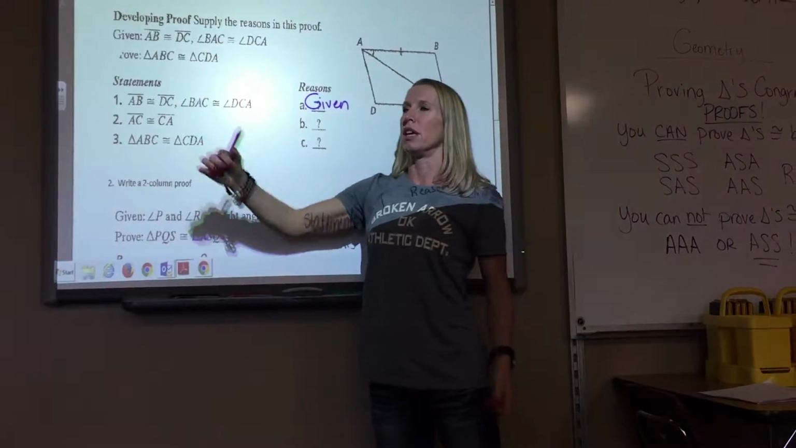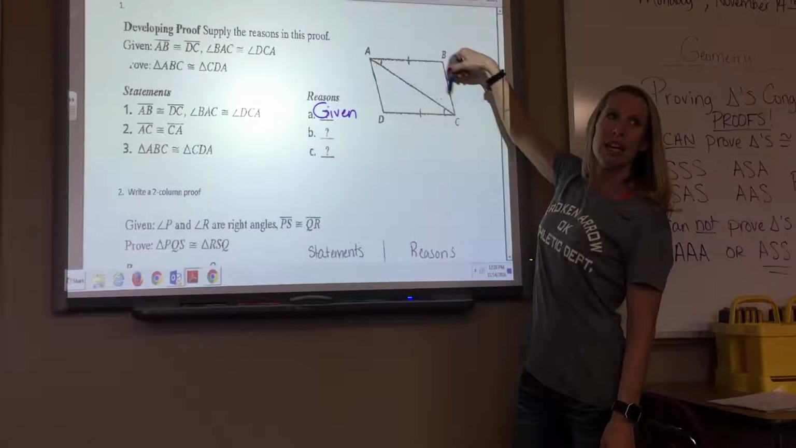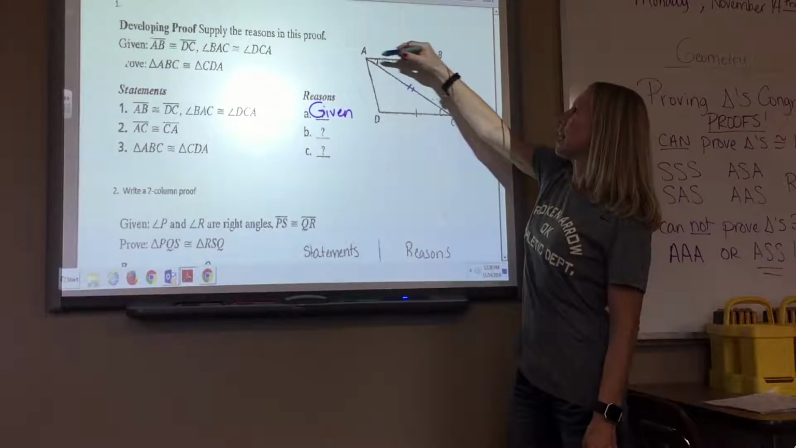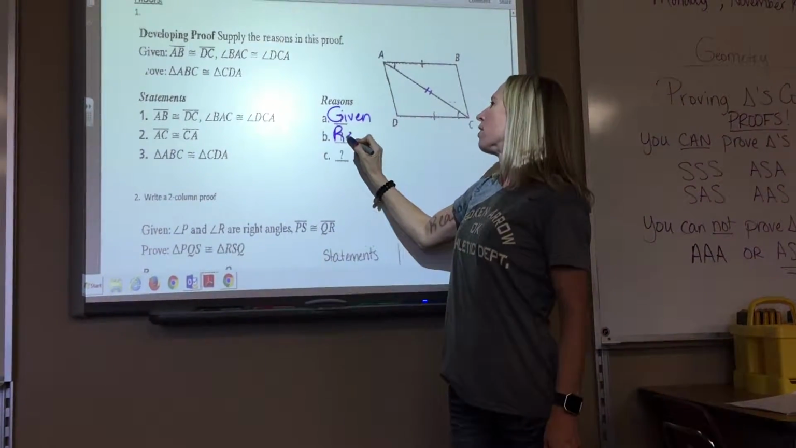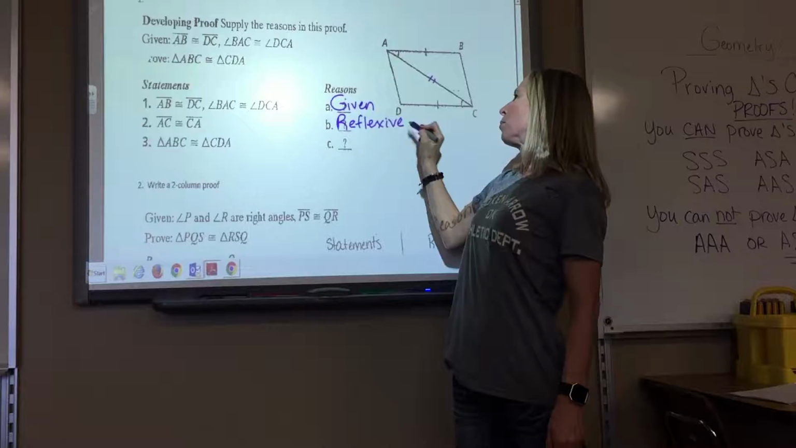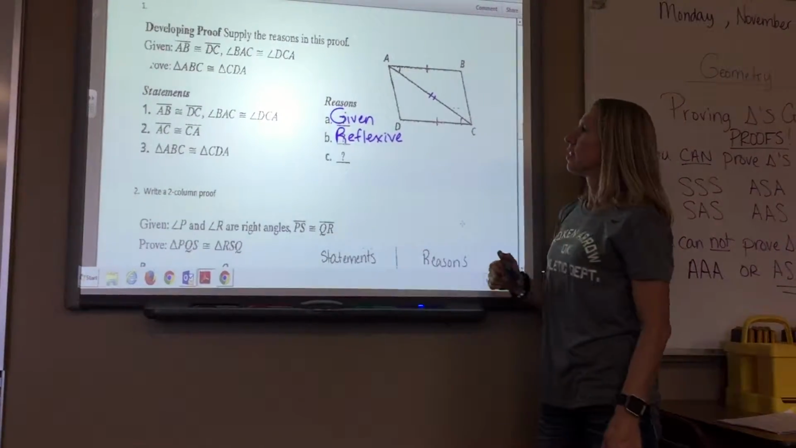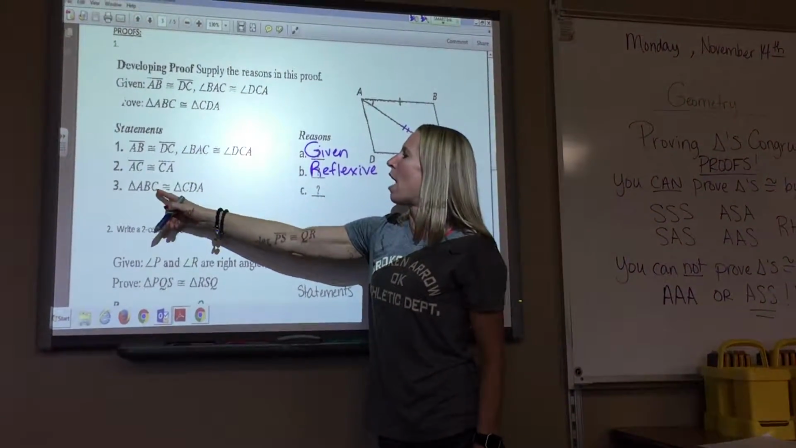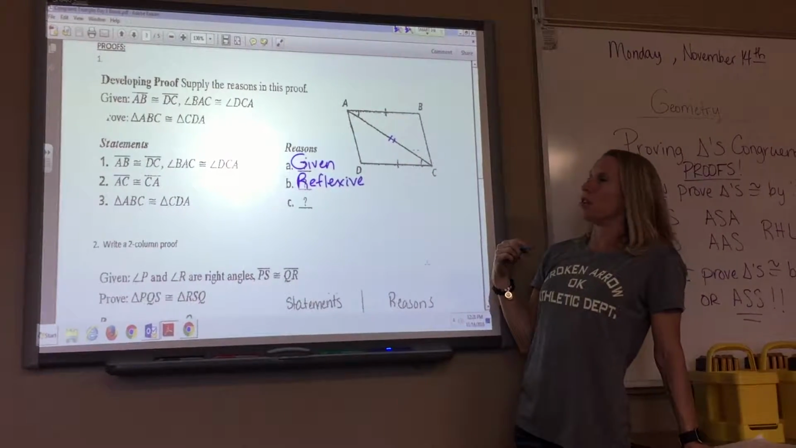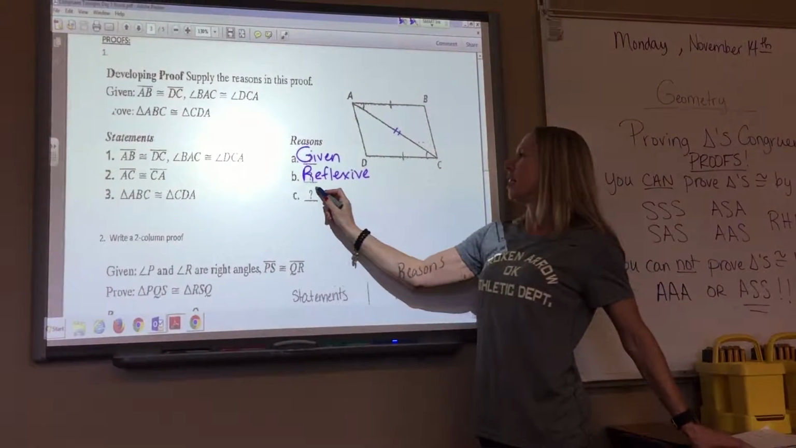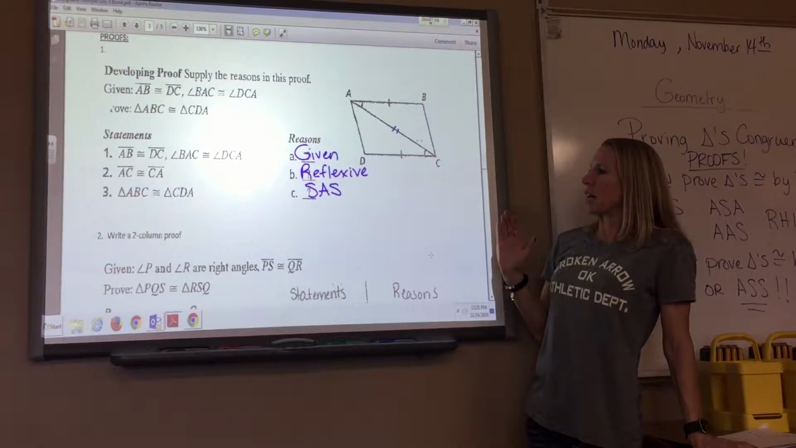Okay, middle step will either be the reflexive property or vertical angles. If they share a side, it's reflexive property because that side equals itself. AC equals CA, equals itself, reflexive property. If they have vertical angles, then you're going to name your vertical angles and say vertical angles. Now I can look and say, why is triangle ABC congruent to CDA? Why would those triangles be congruent? SAS, side angle side. This is easy. Yeah. They're all 3 steps like this.